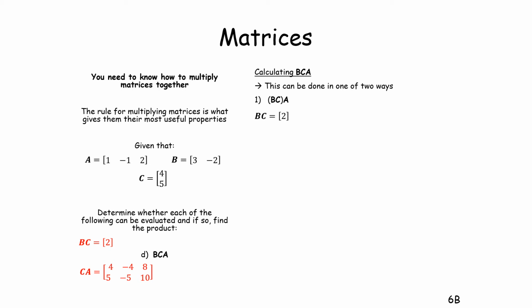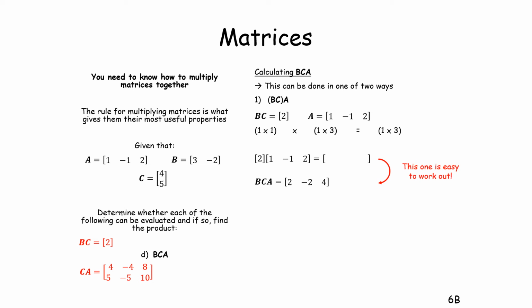So BC, well, we worked that out earlier, is 2. So we go 1 by 1 times 1 by 3. Well, that would work because row and column match. So we do row times the column, and that gives us 2, minus 2 and 4. So there we have it.